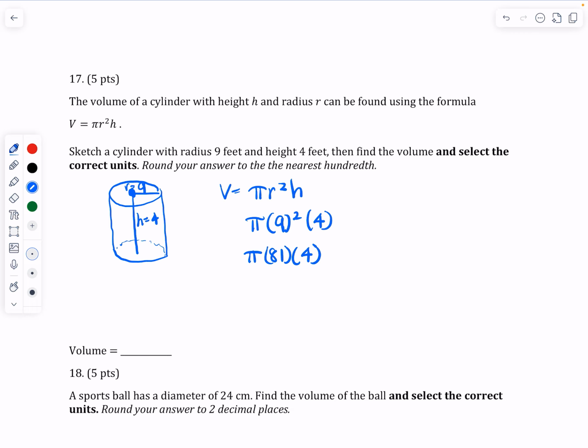So in your calculator, hit the pi key, and multiply that times 81, and multiply that by 4. And when I do that, I get 1017.876, and it said round to the nearest hundredths. The 7 falls in the hundredths position. I look behind it, it's a 6. I'm going to round up. So 1017.88. And that is going to be feet cubed, because we just found volume. Okay, so it's cubic feet.